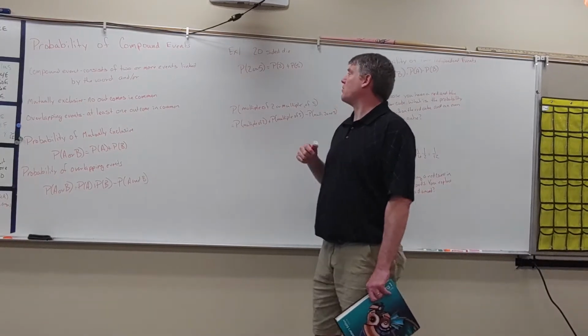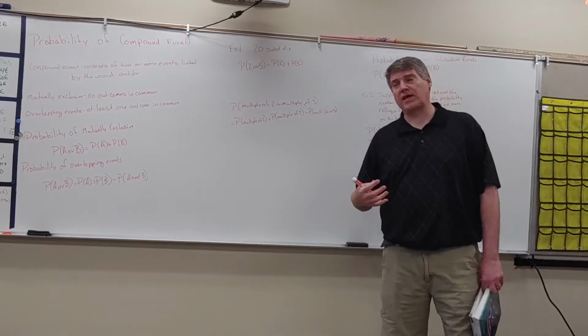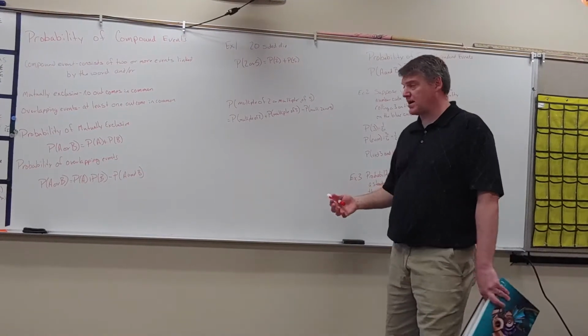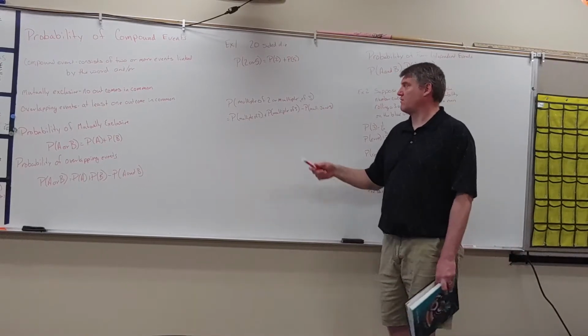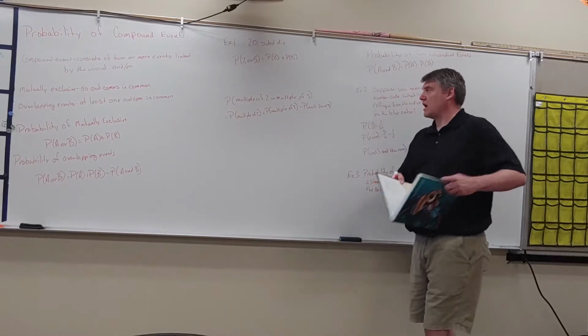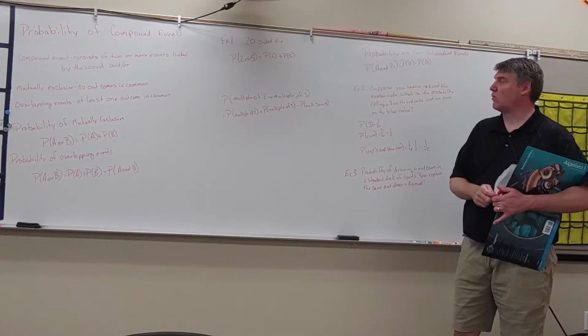So our first example here is, let's say we have a 20-sided die. And we're going to roll that 20-sided die one time, and we want to know the probability of getting a 2 or a 5. Okay? So these are mutually exclusive. I can't roll a 2 and a 5. I can only roll one of them.